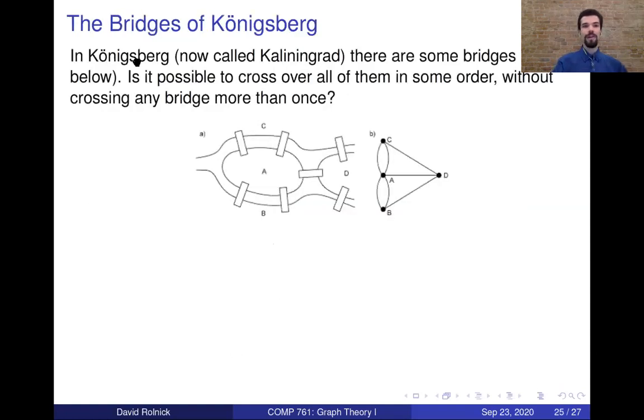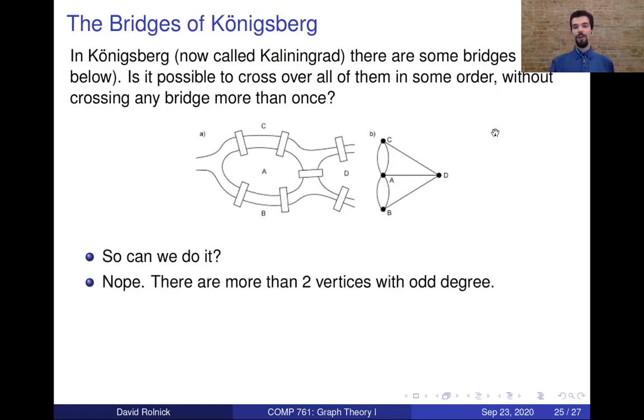Okay, so now let's go back to Königsberg. In Königsberg, we had this particular graph. Can we do it? No, we can't do it. All 4 vertices in this graph have odd degree, so it really sucks. They really didn't design the bridges very well.